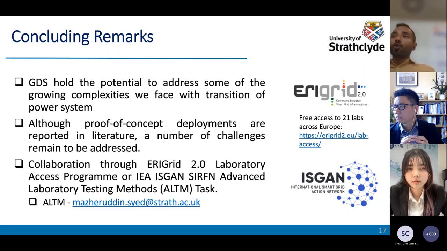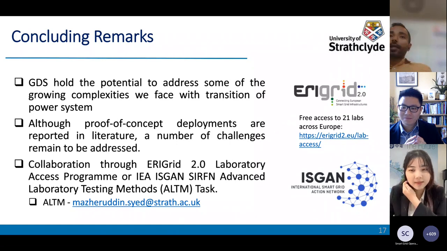The third point is just open, it's a call for collaboration. If you're interested to collaborate in the development or adoption of any of these techniques, then either through the ERIGrid 2.0 laboratory access program, which allows you to access 21 research laboratories within Europe for free, or you can also get involved with the work that IEA is pursuing. The task force on advanced laboratory testing methods is working on a couple of these methods. So you can also get in touch if you would be interested to join.